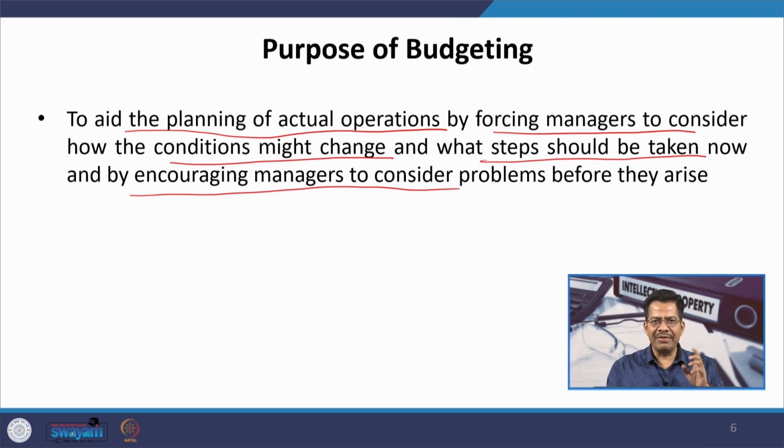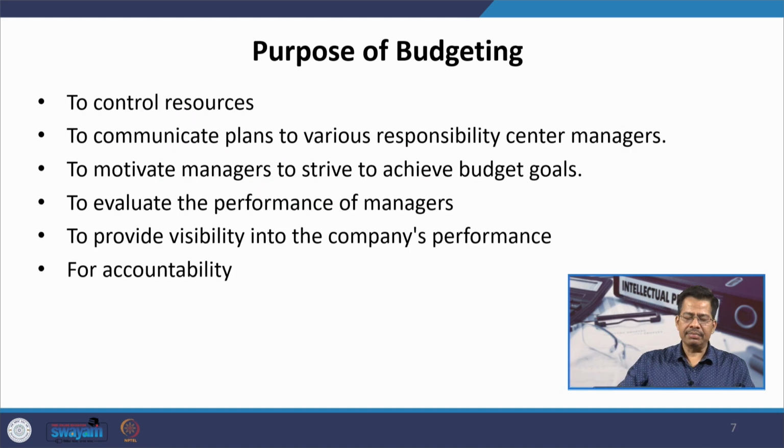Resource allocation is obviously important, but not only resource allocation, you also set milestones with respect to the process of budgeting. Then, since you are allocating the resources for the various activities, controlling of resources happens in the process of budgeting. You communicate plans to various responsibility center managers, how you are going to achieve your targets, who will be responsible for different types of targets, to motivate managers to strive to achieve budgetary goals.